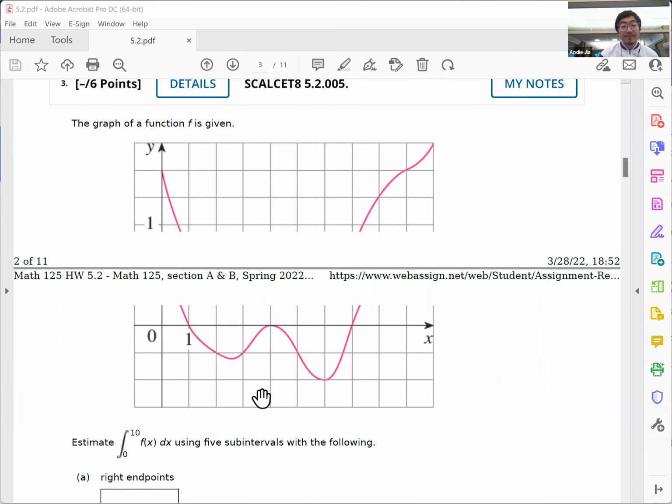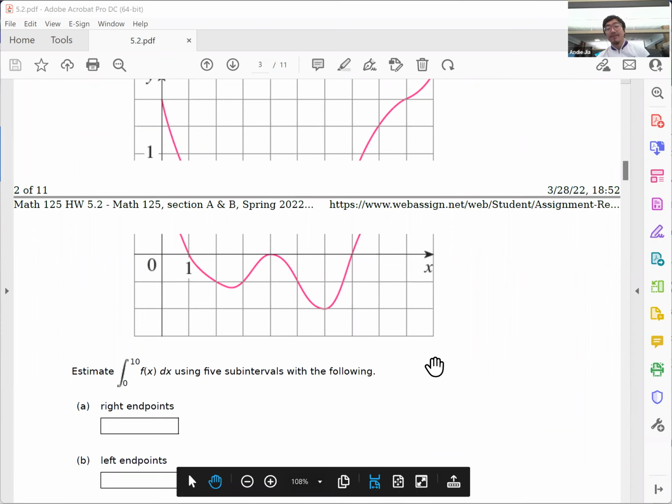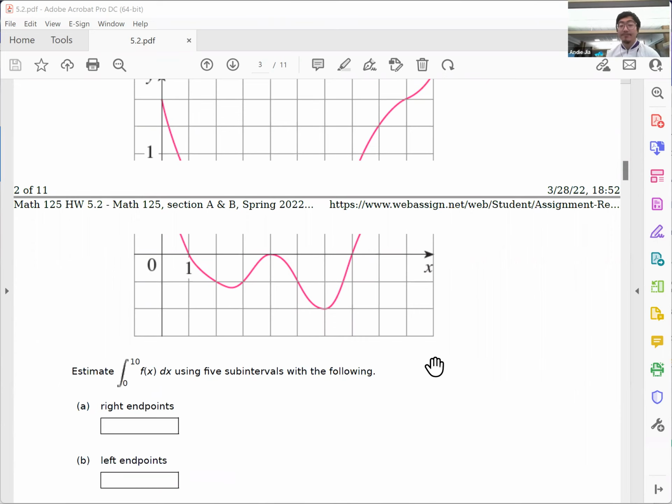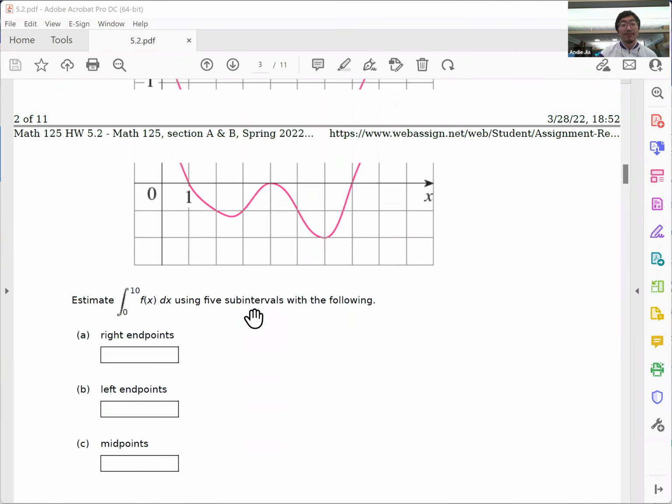Now, just read the graph here. We have a equals 0, b equals 10, and 5 subintervals. We find delta x, which is going to be 2 here. So for the right endpoint, we use 2, 4, 6, 8, 10. For the left endpoint, we use 0, 2, 4, 6, and 8. And for the midpoint, we take the middle of each interval. So we take 1, 3, 5, 7, and 9. This is all we're going to take.